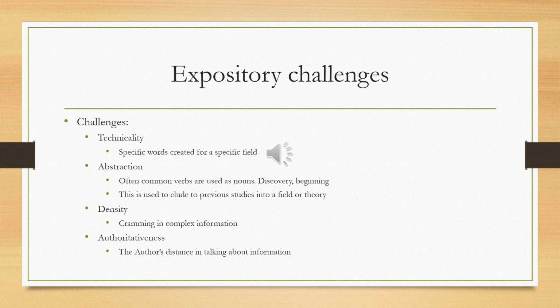The problem with this is it creates a problem with understanding because expository reading is used to discuss previous works about the theory or studies that have occurred previously in the field. The third is the density of the information. We've all tried to read scholarly articles, and they are very difficult. And the fourth is authoritativeness. Basically, a storybook is very first person, and in scholarly articles or expository reading, the author has a distance between himself and the information.